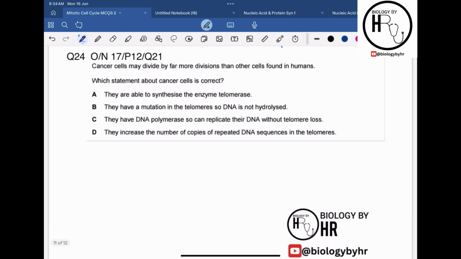Now let's move on to question number 24 over here. Question number 24 is from October-November 2017, paper 1, question 21. The question says that cancer cells may divide by far more divisions than other cells found in humans. Which statement about the cancer cells is correct?